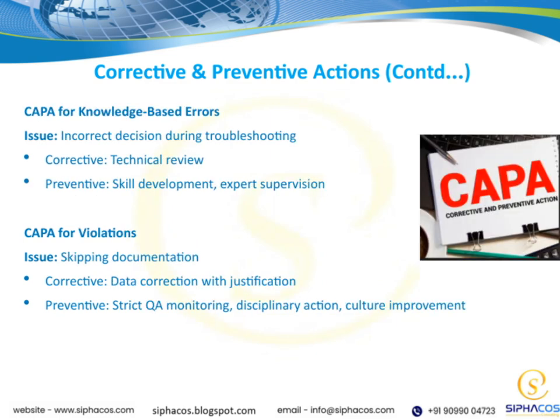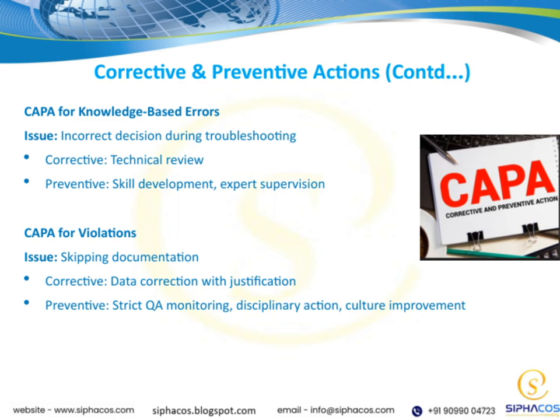Now let's look at CAPA for violations. When we encounter issues like skipping documentation, the corrective action involves data correction along with proper justification. It's important that we not only fix the data, but also explain why the correction was necessary. For prevention, we need to implement strict QA monitoring to catch these issues early, enforce disciplinary actions when needed, and foster a culture of accountability and continuous improvement.